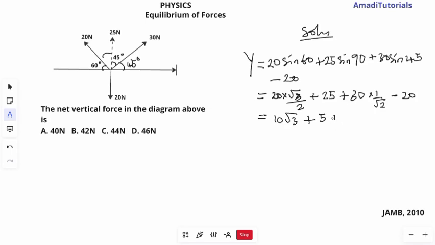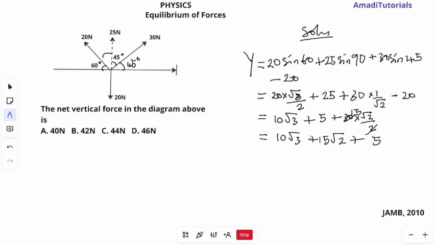And then this one, if you rationalize 1 over root 2, that will be 30 times root 2 over 2, and the 2 will cancel, giving 15. So what we are left with now is 10 root 3 plus 15 root 2 plus 5.